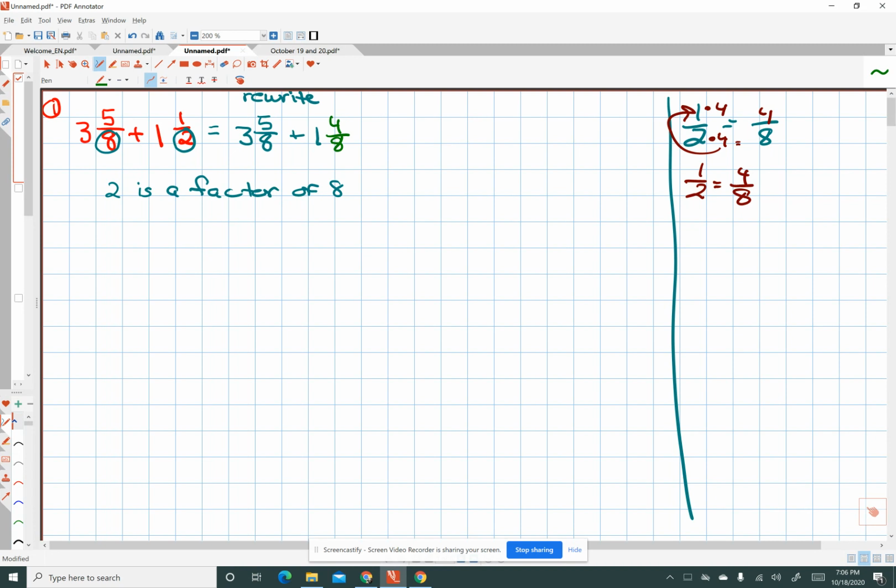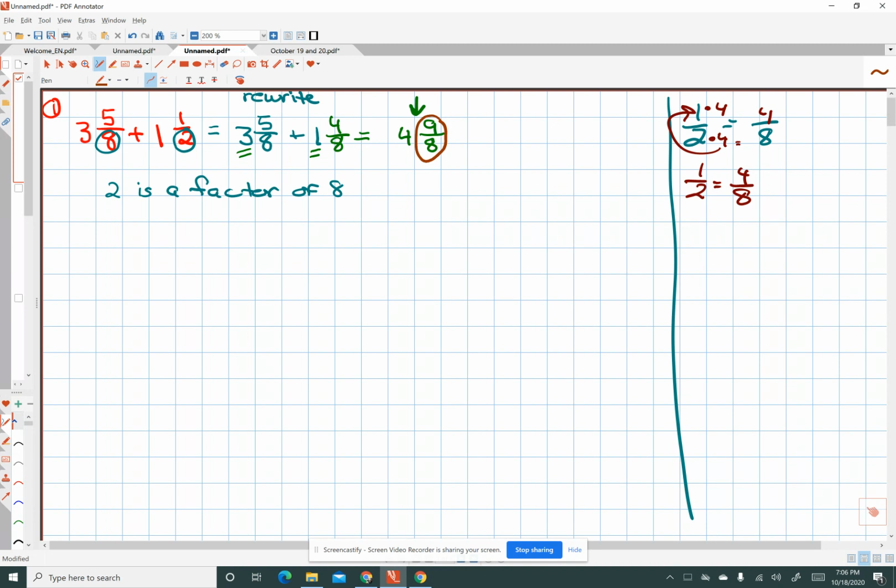So now we can add the fractions, which is denominator of 8, 5 plus 4 make 9, and now we'll add these whole numbers. 3 plus 1 makes 4. The problem here, and we're not done yet because we have a problem. We have here an improper fraction. We cannot keep that answer.